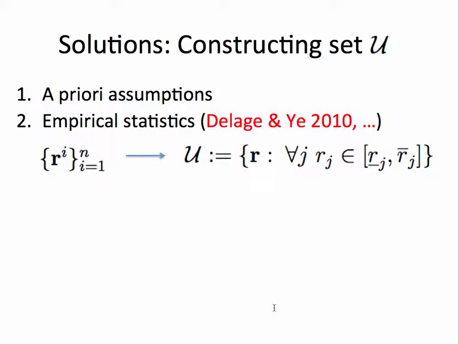The second approach is if you had empirical statistics, that is, you had historical data of returns, let's say n day returns. Then what we can do is for each asset j, we can compute a fifth quantile and a 95th quantile and compute an interval, and we can define our uncertainty set U to be a product of all these intervals. That is, in the future, the expected future returns, we expect them to fall in this product space.